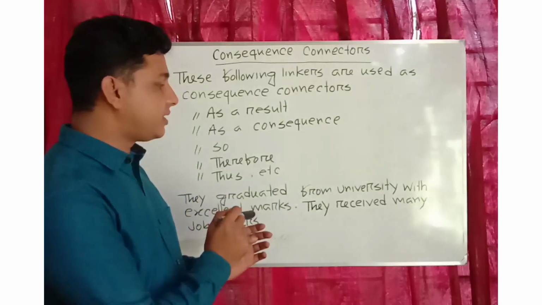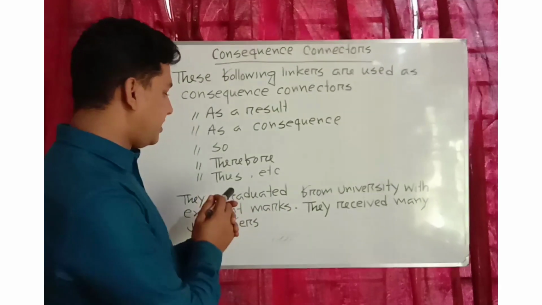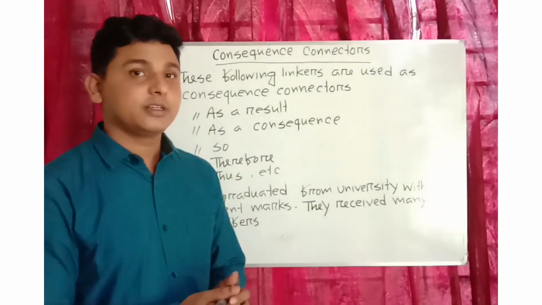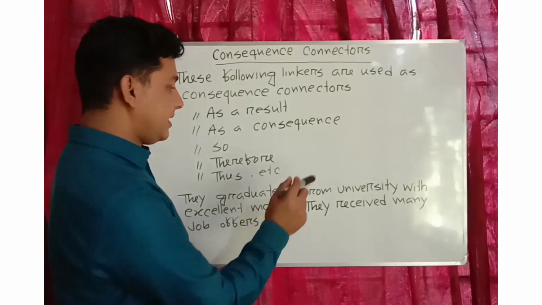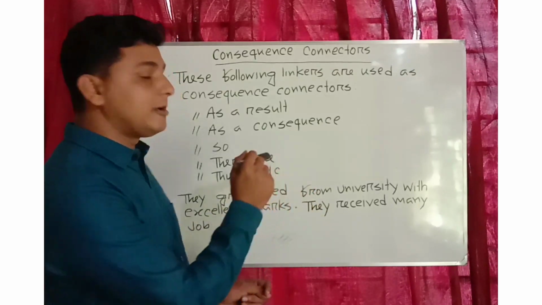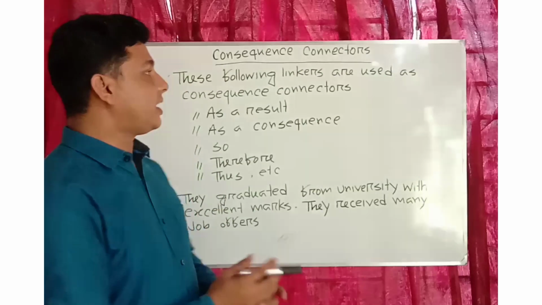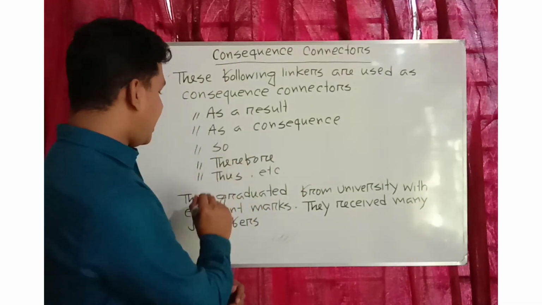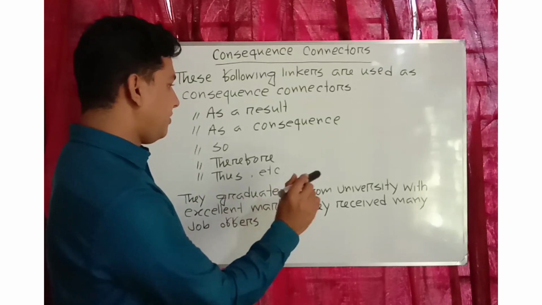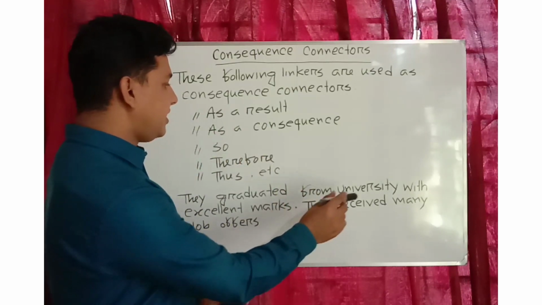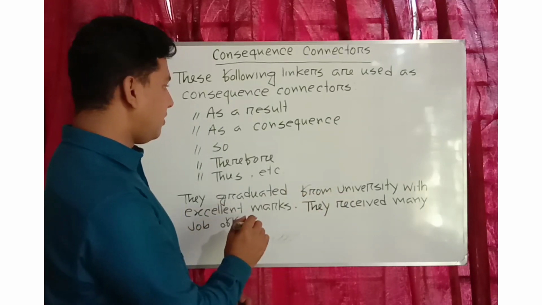We can find out that as they graduated from university with excellent marks, for this reason, they received many job offers. This is the result of the previous sentence. That's why we'll use consequence connectors here. How? They graduated from university with excellent marks. As a result, they received many job offers.